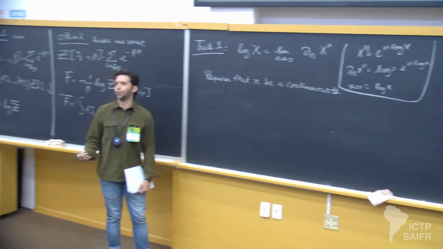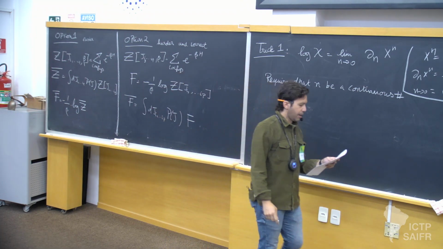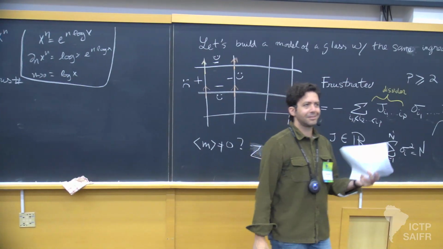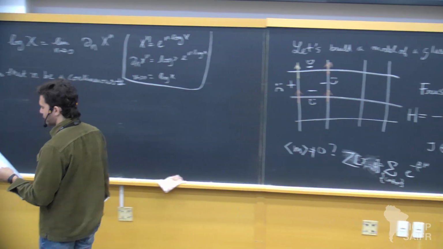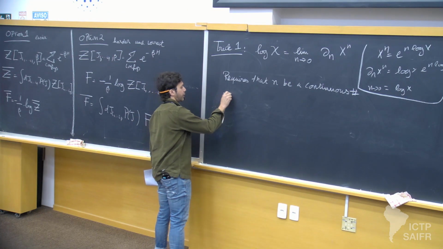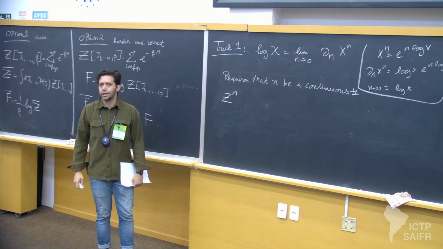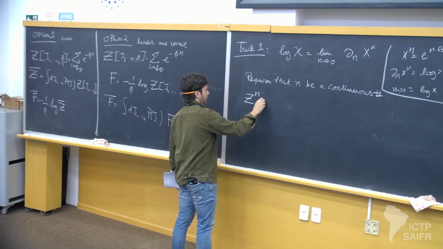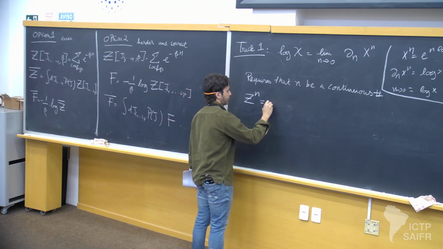So that we can take a derivative with respect to it and then take a limit. But now we will not take n to be a continuous number. We'll take n to be an integer. So we're going to compute z to the n. Z to the n, we're going to define it as follows.